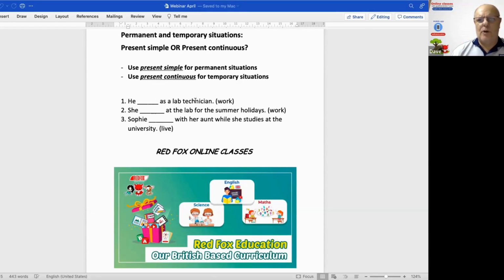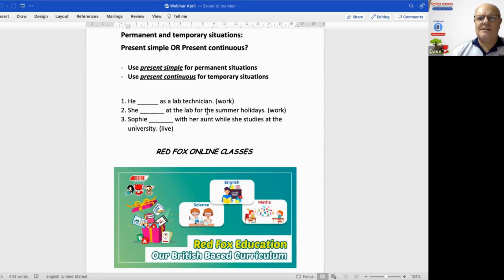To work out, is this a permanent situation or is this a temporary situation? So which verb tense would I need? And therefore, how do I write the verb? Do you know? Okay, well, this is clearly a permanent situation. Whoever he is, that is his job. So that's a permanent situation, so we need present simple. It's third person singular, so he works as, with an S on the end, works as a lab technician.